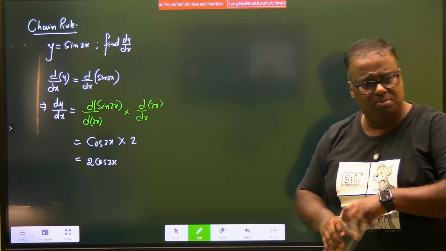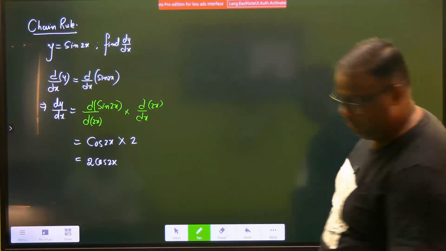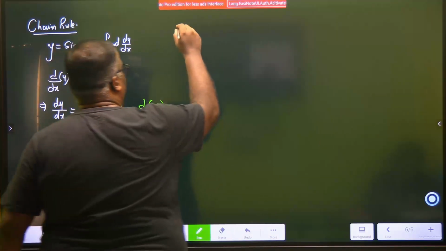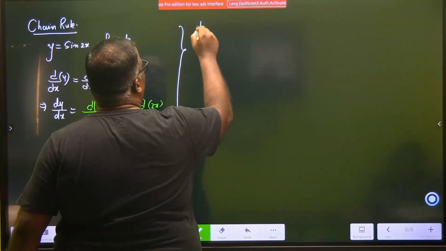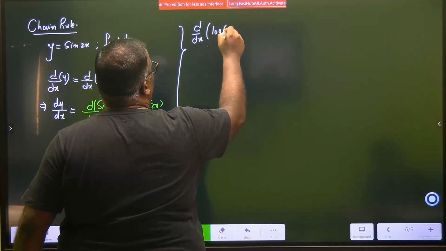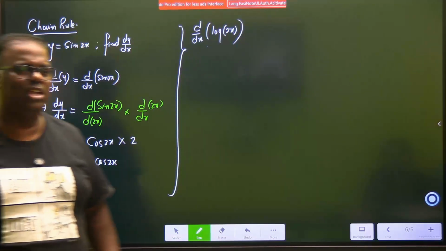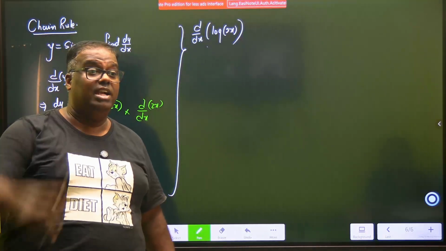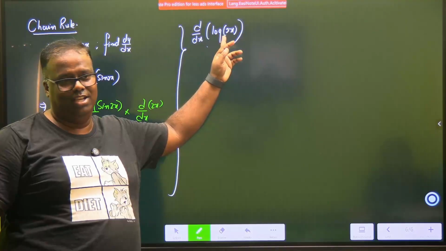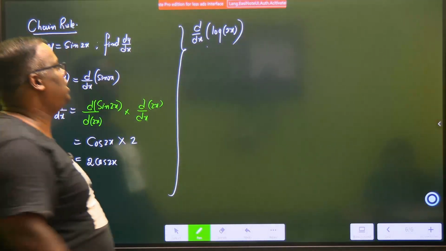This is understood. I'll take one more example. Okay, let's see. Let's do a problem: find d/dx of log 3x. Children, you will think, sir has given a very easy problem. d/dx of log x is 1 by x. I will use the formula. d/dx of log x is 1 by x. But this is not d/dx of log x. Here it is log dog. Yes or no?